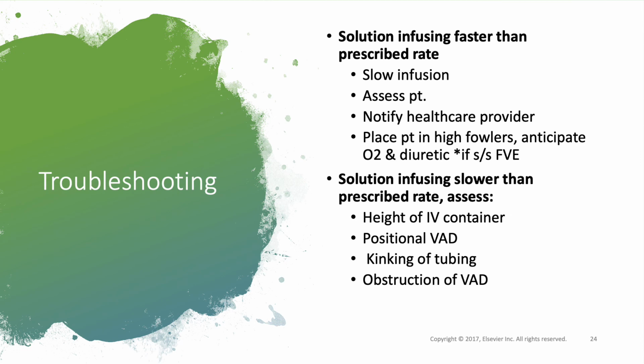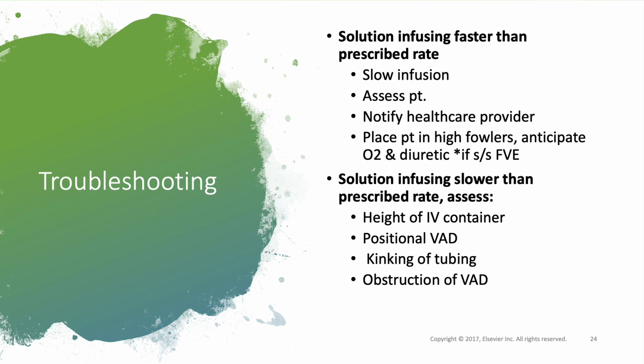So now we have started our infusion. We calculated the rate, started our infusion. What do we do if we notice that the solution is infusing faster than the prescribed rate, or it is infusing slower than what was prescribed? First of all, if it's infusing faster, we want to start wondering if our patient is at risk for fluid volume excess, because they are if it's going faster. So first thing that we do is slow the infusion. Then we want to assess our patient. We are looking for signs and symptoms of fluid volume excess.